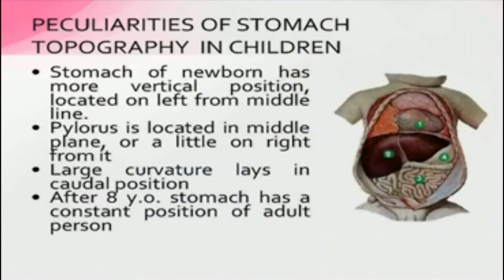Peculiarities of stomach topography in children. The stomach of a newborn has a more vertical position, located to the left of the midline. The pylorus is located in the midline plane, or a little to the right of it. The greater curvature lies in a caudal position, and after 4 years old, the stomach has the constant position of an adult.